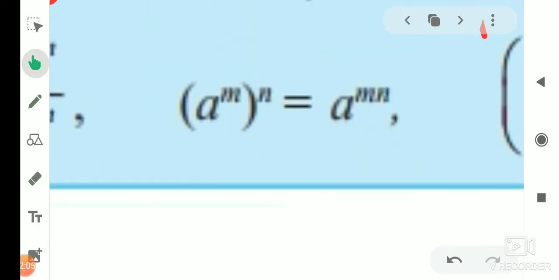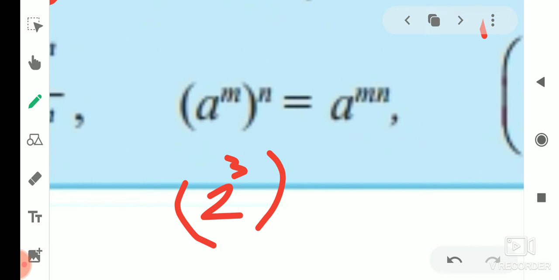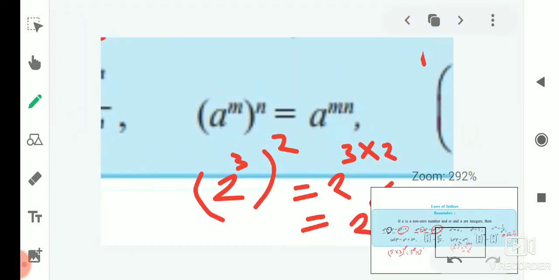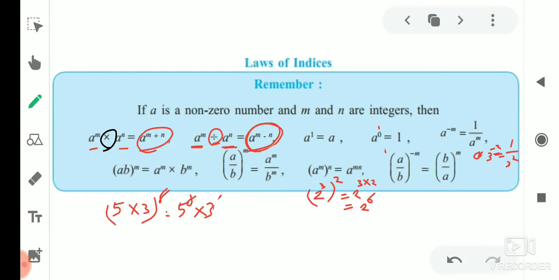The next property that we have seen is that a raised to power m raised to power n will give a raised to power mn. That is, if we are taking the power of a power, for example, 2 cube raised to power 2, it will give 2 raised to power 3 into 2, that will give 2 raised to power 6. So here we have seen these properties.